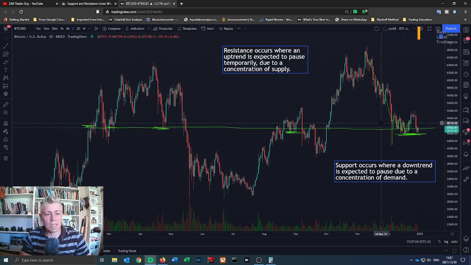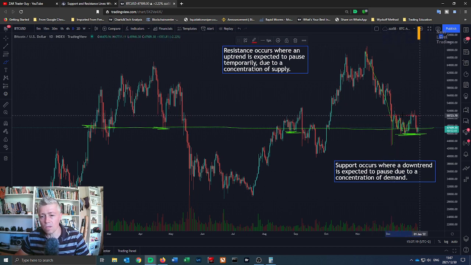A recap on resistance. Resistance occurs when an uptrend is expected to pause temporarily due to a concentration of supply. And we can see that on the chart here. If I go and look at this point here, you can see the price reversed a couple of times when it hit that resistance point.